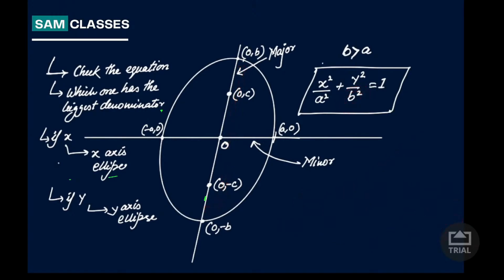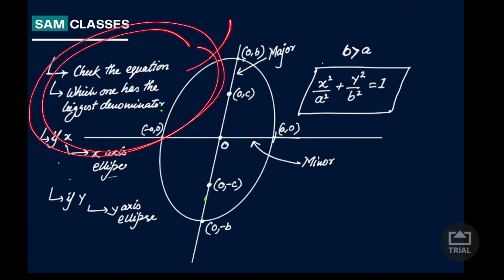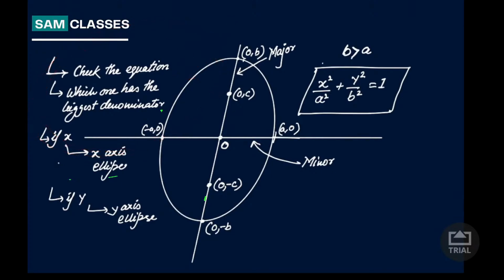Clear, everyone? Just check the denominators of x and y. If the denominator of x square is bigger, it means x-axis. If the denominator of y square is bigger, it means y-axis. Clear, everyone? That's why I've written it here. Do write it down fast.